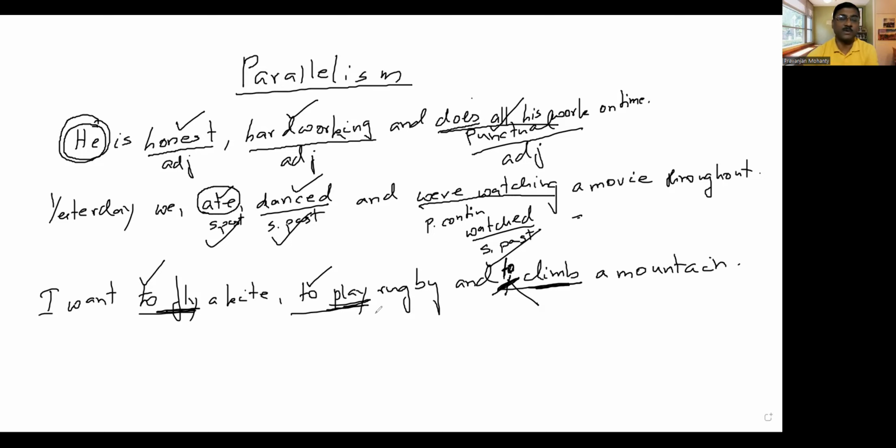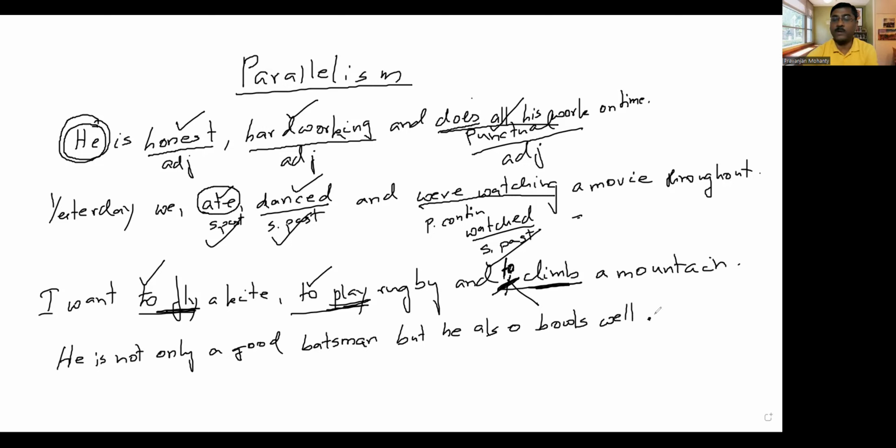Okay? Let's see some conjunctions. He is not only a good batsman, but he also bowls well.